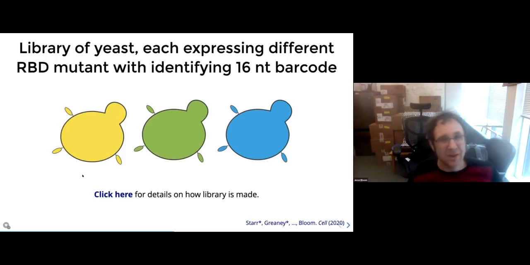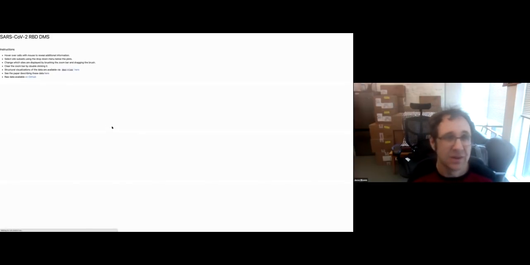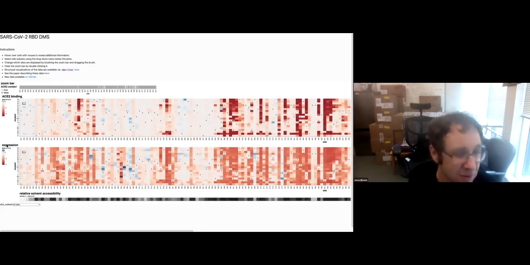Okay, so just by using this combination of deep sequencing and yeast display, we can build phenotypic maps of how mutations affect these two phenotypes of folding and ACE2 affinity. So here's just an example of what those maps look like. These are two heat maps. The top one represents the biochemical phenotype of ACE2 binding, and in particular, it's the log 10 apparent KD of the receptor binding domain for ACE2. And then the bottom represents the expression of properly folded RBD on the surface of the yeast.